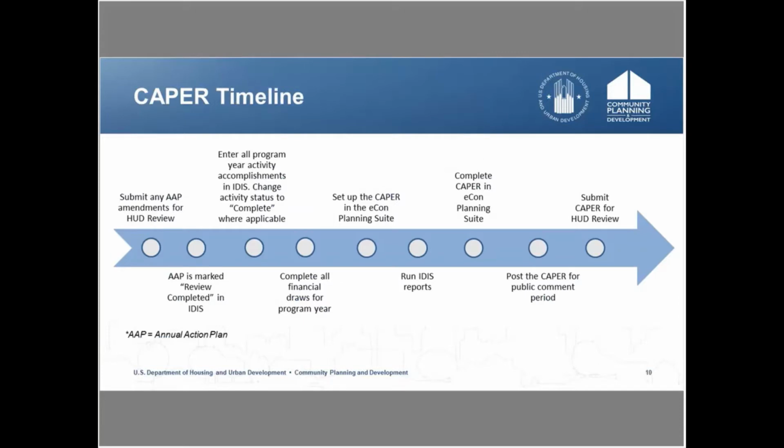All right, so this slide includes a high-level timeline of the CAPER process. On the far left is your first step, which is to submit any annual action plan amendments to HUD in IDIS for review. As we'll discuss in more detail later on, it's important that the action plan for the specific program year is marked review completed in the system. And this is so that you can correctly set up your CAPER.